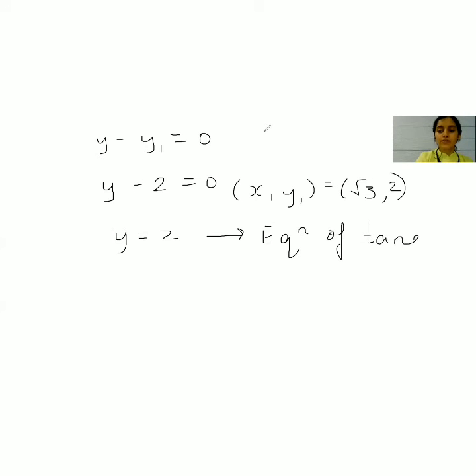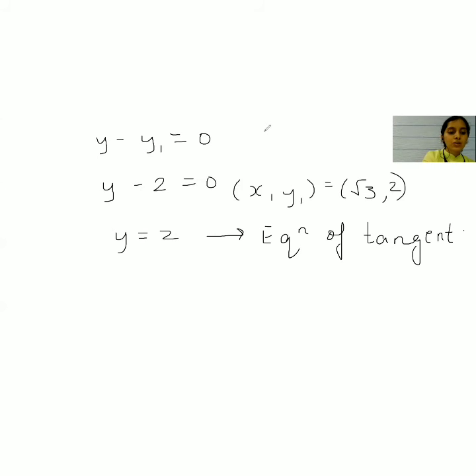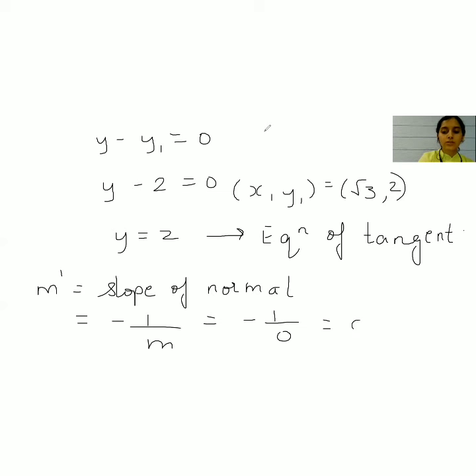So where all do we have to substitute the point that is given to us? One, we substituted to find the slope, and second, we substituted to find the equation. Okay, now m dash is equal to slope of normal. Now how do we find the slope of normal? It is minus 1 upon m, which is minus 1 upon 0. So 0 has no sign. We are going to get infinity here as the slope. So slope of normal is m dash, that is infinity.